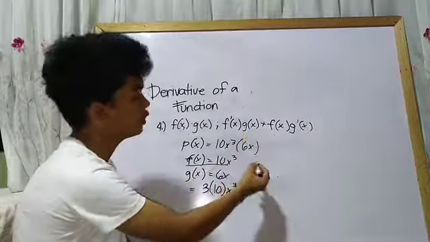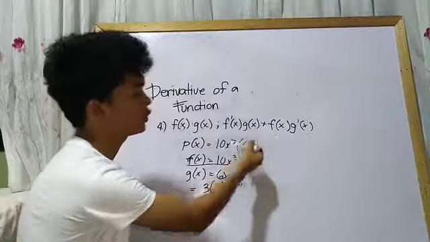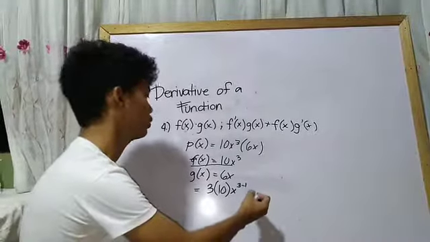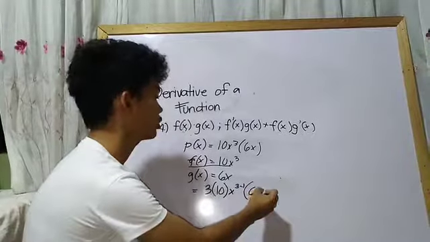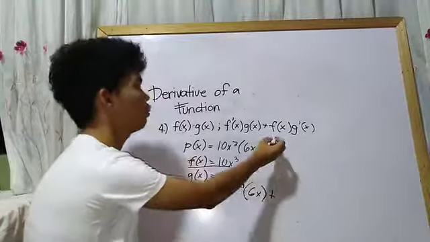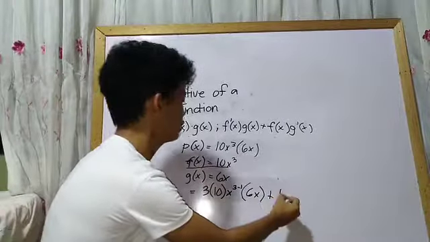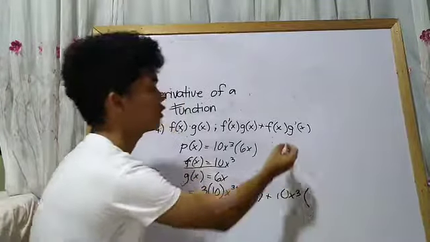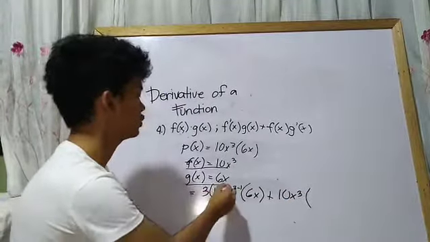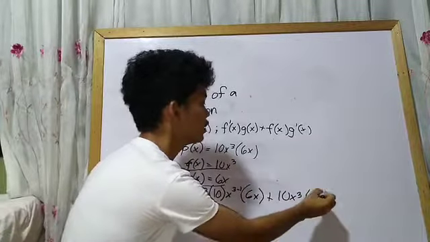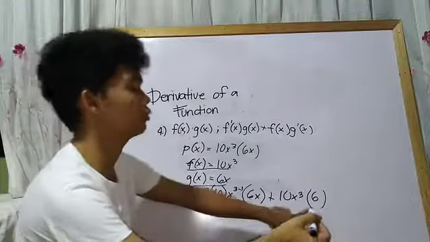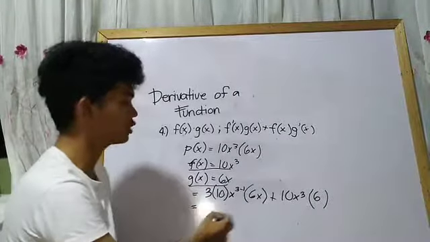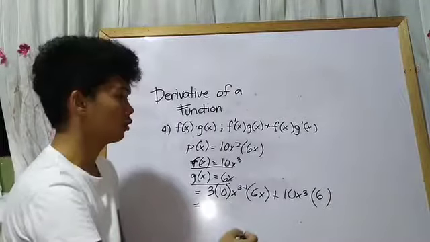And we just need to copy g of x, since there's no prime, or we shouldn't get the derivative of that function. So we just need to copy g of x, which is 6x, plus copy f of x, which is 10x cubed, times the derivative of g of x, which is 6x. So using the constant rule, we should have 6 as the derivative of 6x. So all we need to do is simplify this equation into simplest form.